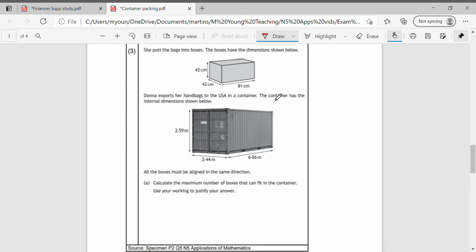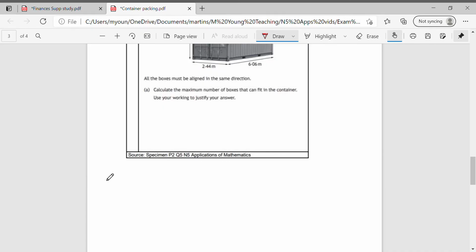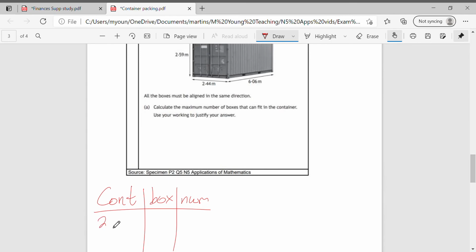First of all though, let's get the units matching. So I'm going to make it all into metres. Divide by 100 to get centimetres into metres, so this will be 0.42. This will be 0.42 as well, obviously, and this will be 0.81. Now I'll set up my wee table for the first one: container, box, and then the number that we can fit that way. So the container is 2.59, 2.44, 6.06.